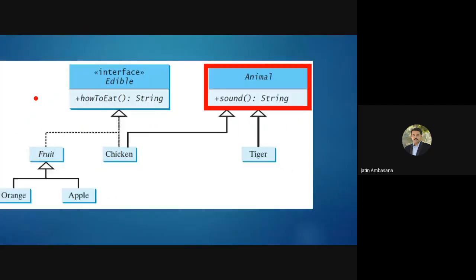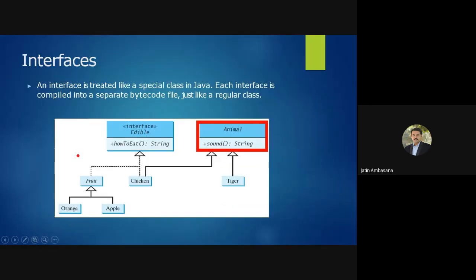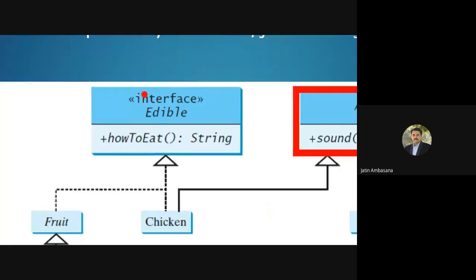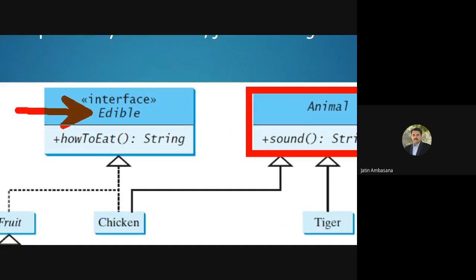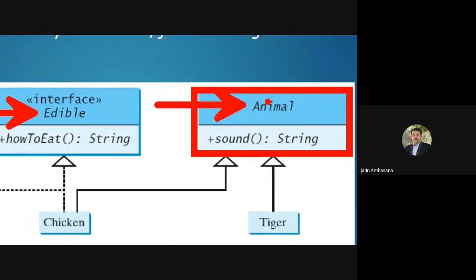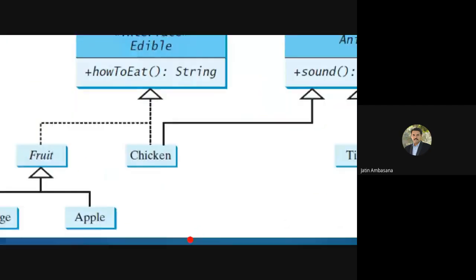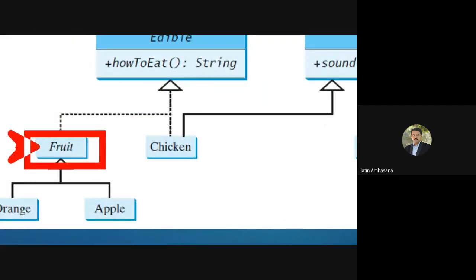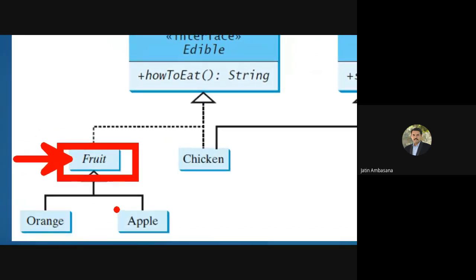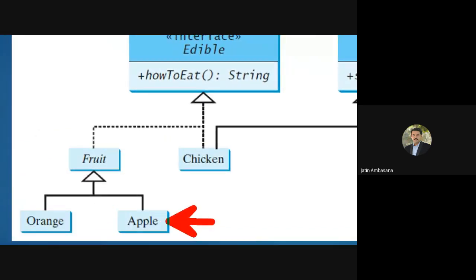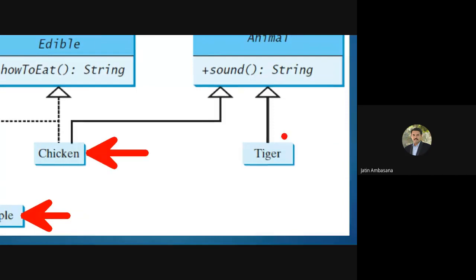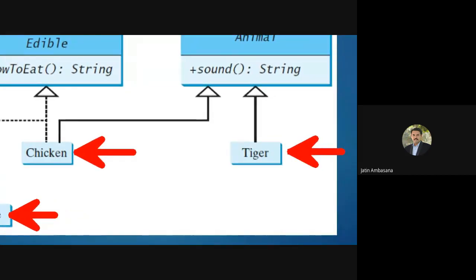Now see, how do you determine that a class is abstract or not in this diagram? Check this out. This interface is written in italics. Animal is written in italics. So if the name is written in italics, it is abstract. An interface is by default abstract because it does not have any implementation. Fruit is abstract because it is written in italics. Orange and apple are solid, concrete classes, because they are not written in italics. Chicken is also a concrete class, not written in italics. Tiger is a concrete class, not written in italics.